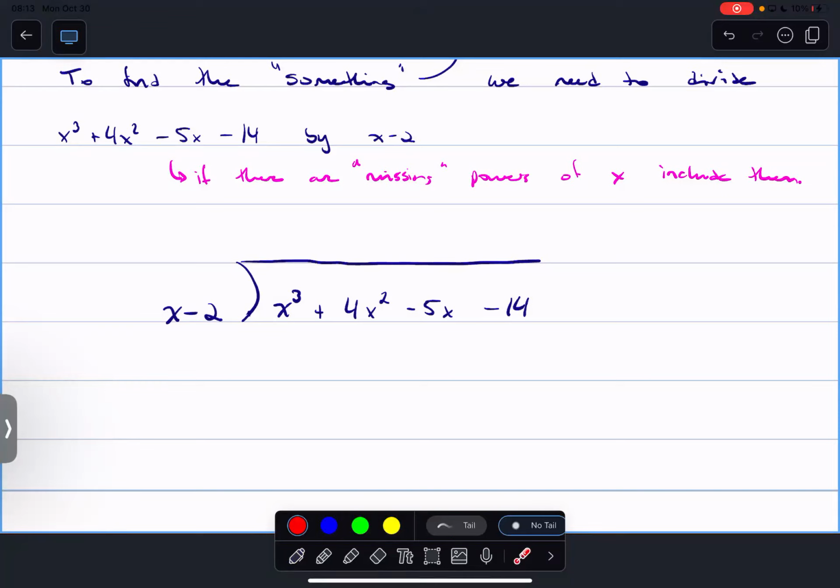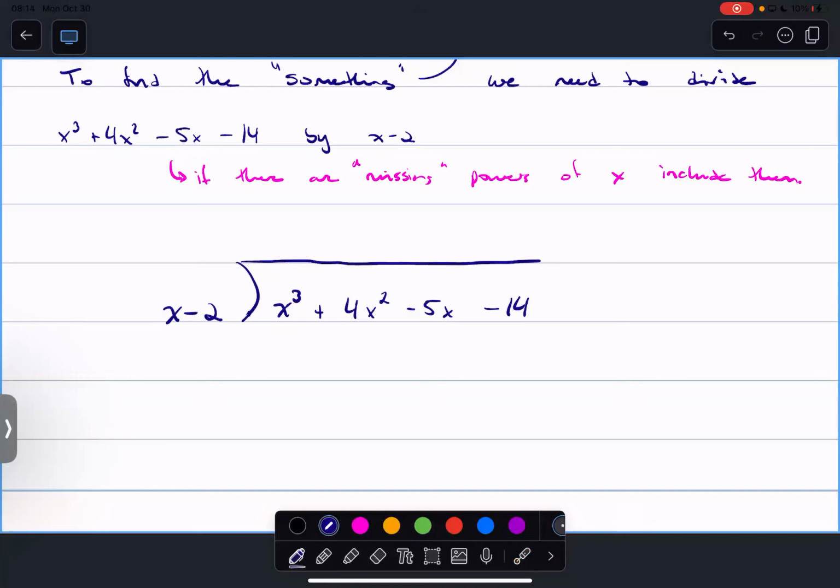Okay. So now what I want you to remember is that this is an x to the 3 column, this is an x to the 2 column, this is an x to the 1 column, and this is the x to the 0 column. So what we're going to do is take the leading term, which is x in this case, and divide it into the leading term of the original polynomial. So we have x to the 3 divided by x, which gives me x to the 2.